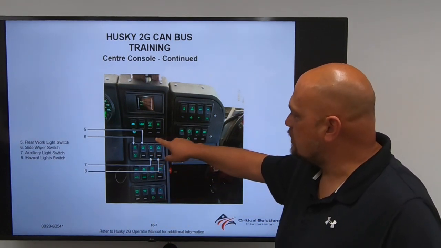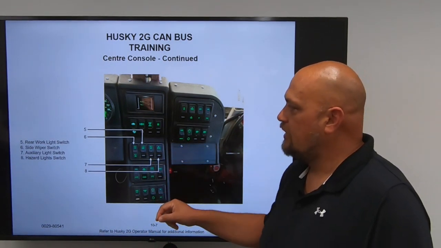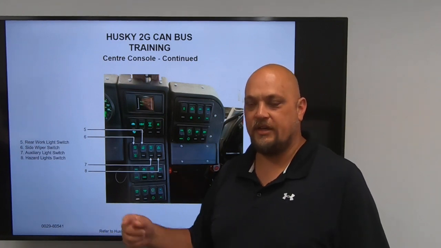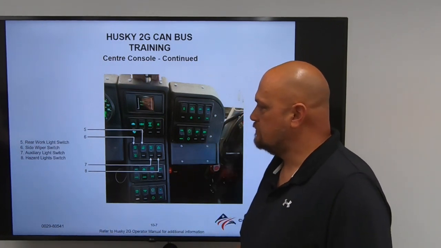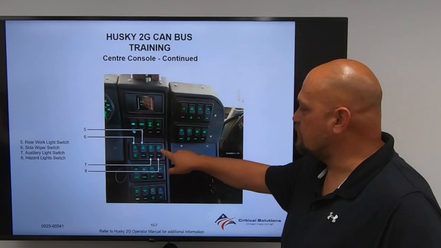Item number 7 is our auxiliary light switch. Auxiliary lights are 2 work lights on either side of the vehicle. Item 8 is our hazard switch.